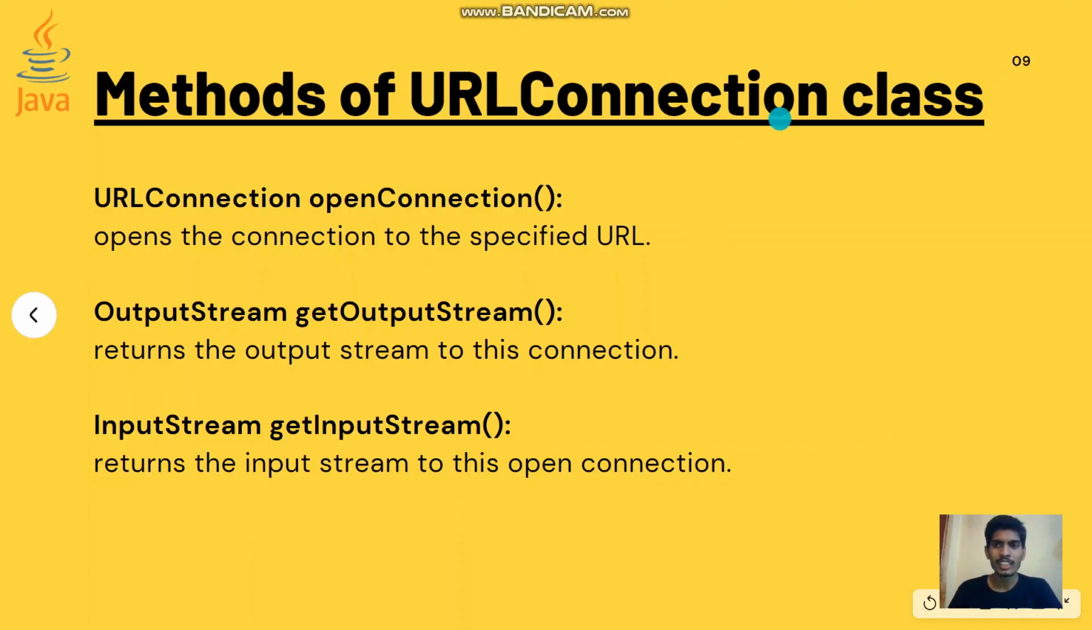Methods used in the URLConnection class. These are some of the most common methods used in the URLConnection class. openConnection. It is used to open the connection to the specified URL. getOutputStream. It returns the output stream to this connection. getInputStream. It returns the input stream to this open connection.